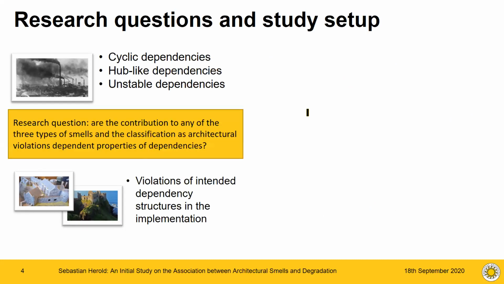The research question boils down to: is the contribution to any of the three types of smells and the classification as architectural violation dependent on properties of dependencies in the source code? Can we say things like, if you have a dependency between two classes, which is an architectural violation, is it likely that at the same time it contributes to some form of smell?